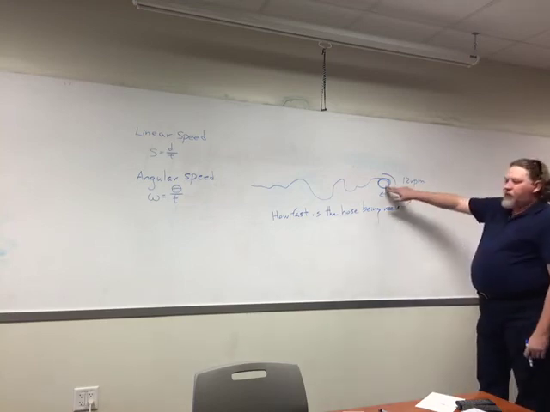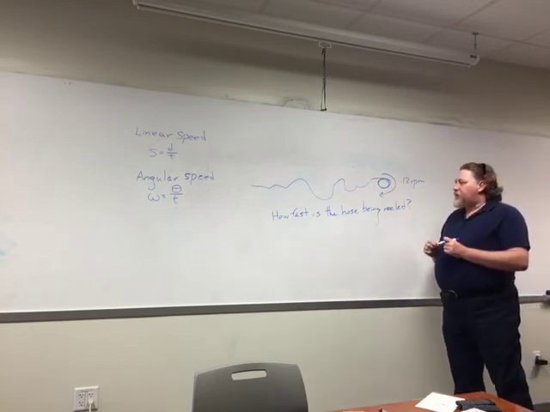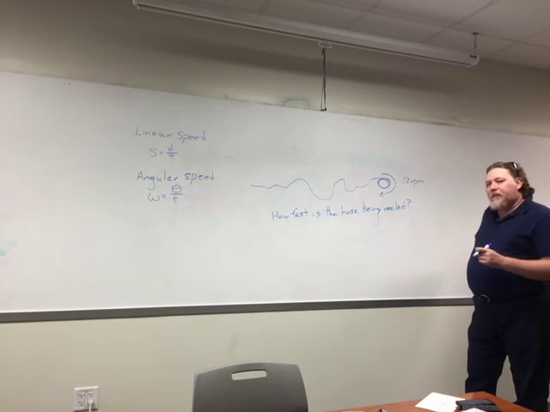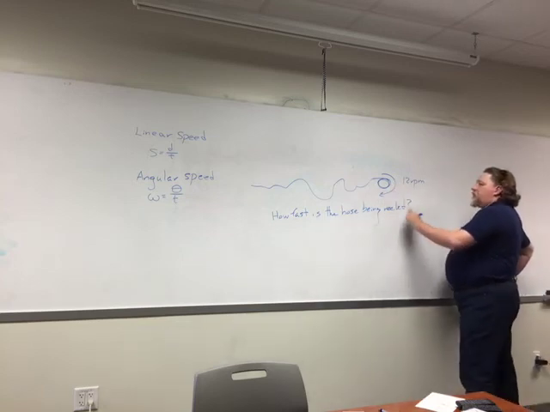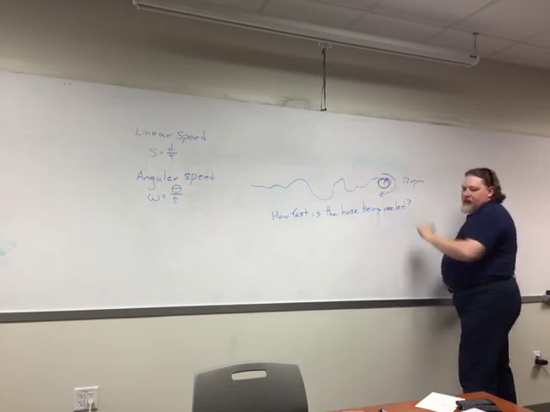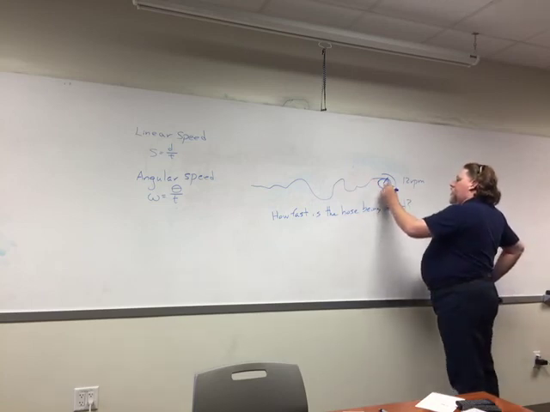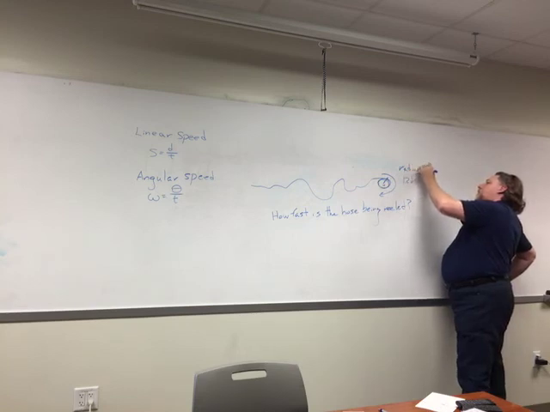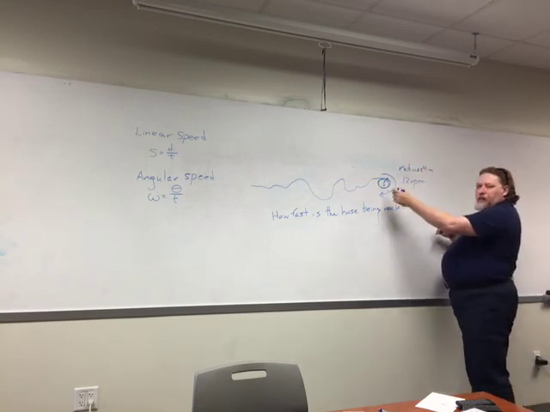Well, I'm turning this at 12 revolutions per minute, but that's not quite enough information. What else do I need to know? Think about it. That's right, I need to know the radius of the wheel. So now I need to tell you that this wheel that you're wrapping the hose around has a radius of 4 inches. Okay, so now we know that the radius is 4 inches.